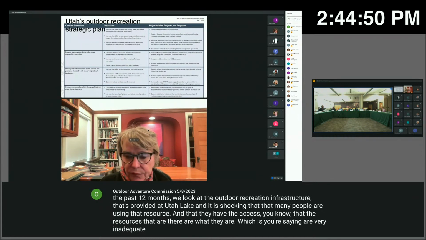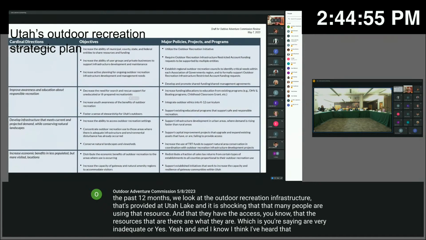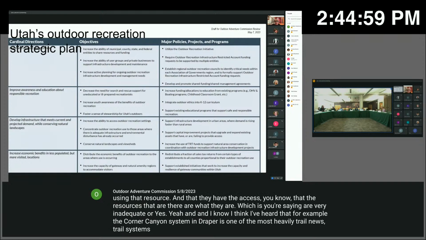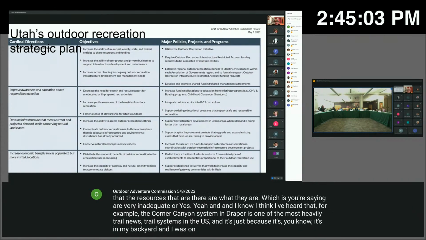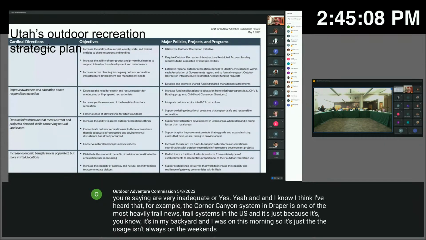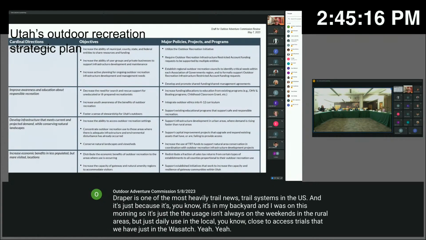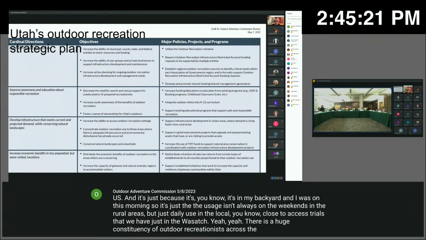Yes. Yeah. And I think I've heard that, for example, the Corner Canyon system in Draper is one of the most heavily used trail systems in the U.S. And it's just because it's in my backyard, and I was on it this morning. So it's just the usage isn't always on the weekends in the rural areas, but just daily use in the local, close to access trails that we have just in the Wasatch. Yeah. There is a huge constituency of outdoor recreationists across the state that we typically don't think about.